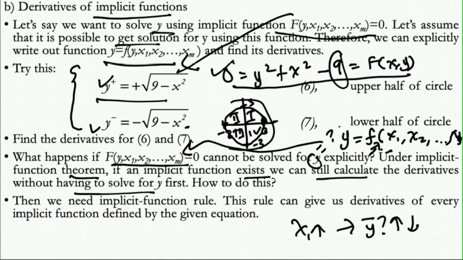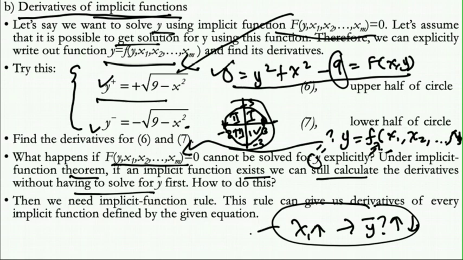Because we don't know the value of y from the explicit function, in order to see this kind of relationship, what we can do is transform it into an implicit function. After we transform it into the implicit function, we find the derivative of the implicit function. How to find it? That's why we need to know the formula for derivatives of implicit functions. Then after that, when we get the result, we can get the relationship. So, in order to take the derivative of an implicit function, we need the implicit function rule. This rule gives us the derivatives of every implicit function defined by a given equation.